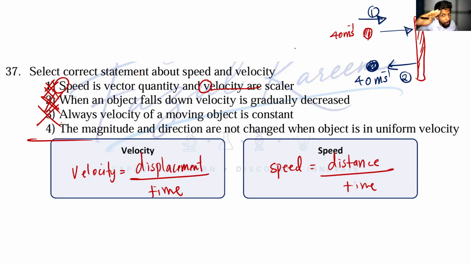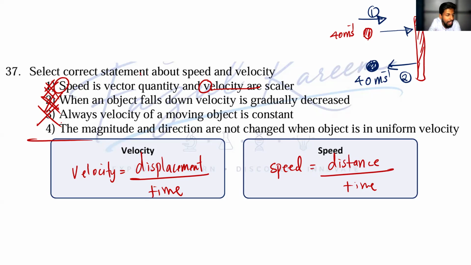No, the magnitude is the same, 40, 40, fine. But the direction got changed. So here the velocity is not the same in both instances. Okay, now read the question, statement number 4. The magnitude and the direction are not changed when the object is in uniform velocity. If the object is in uniform velocity, the magnitude will not change, and the direction will also not change. If the direction changes, the velocity also changes. So that is the correct statement.